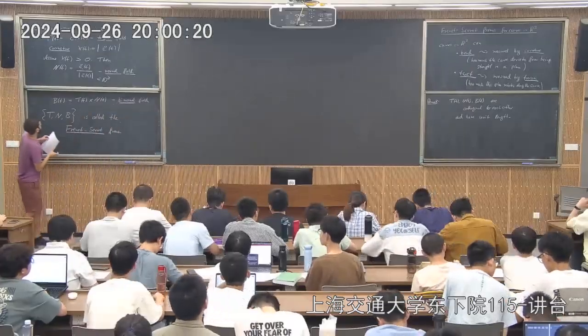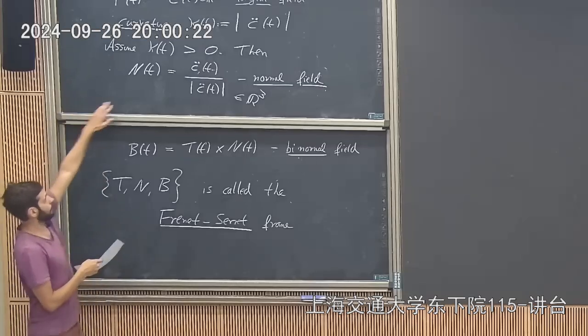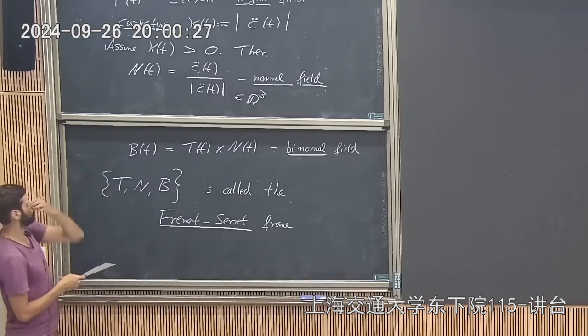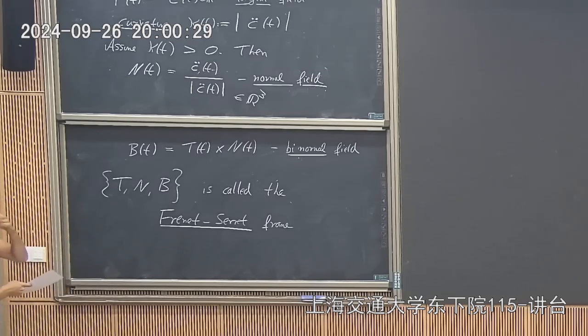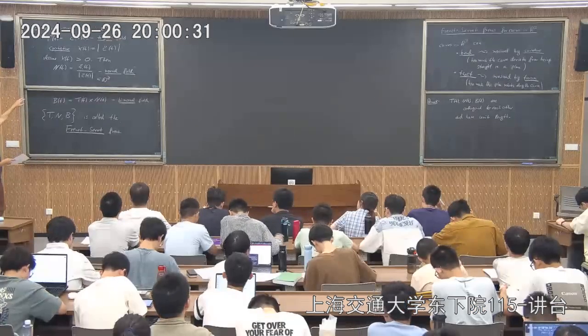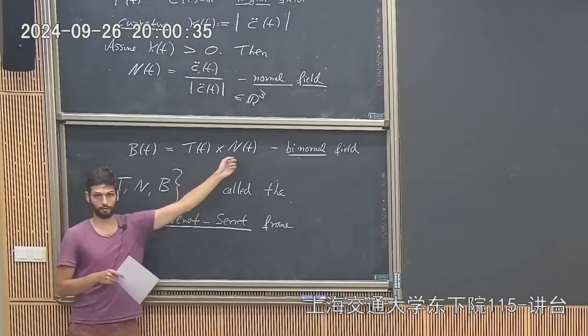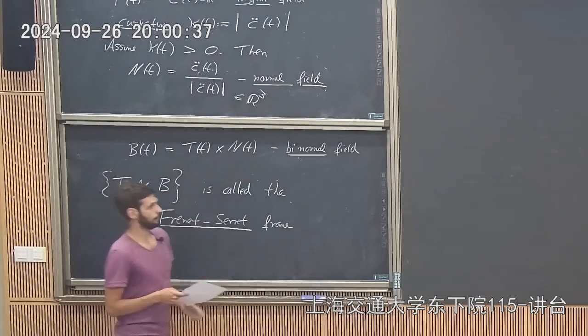reason as we had before, that T and N are orthogonal to each other, because you take the derivative of the constraint that T is a unit speed curve. And then this one is orthogonal to both of these vectors by the construction of the cross product. So that's clear.